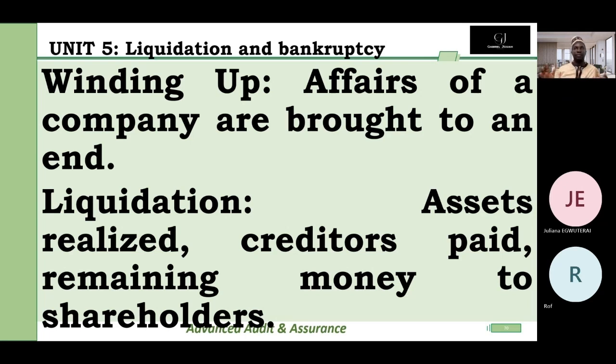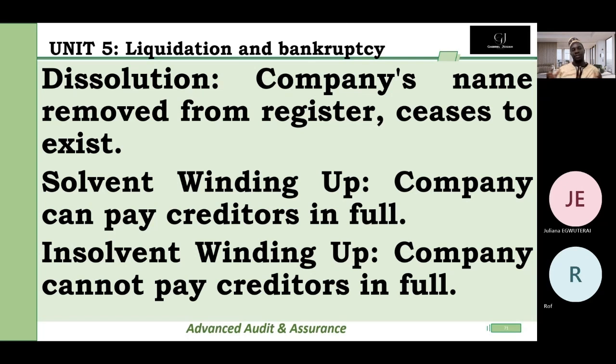The company comes to an end. So by way of liquidation, assets are realized, creditors are paid off, and the remaining money is shared to shareholders. That's what liquidation generally speaks to. Dissolution speaks to the company's name being removed from the CAC or the country body's register. That means the company as a legal entity ceases to exist. Dissolution is related to liquidation.